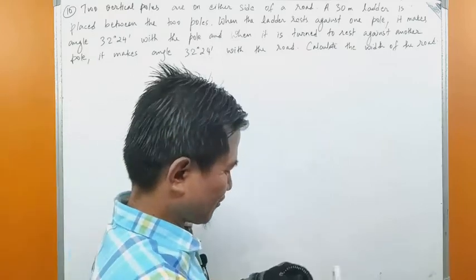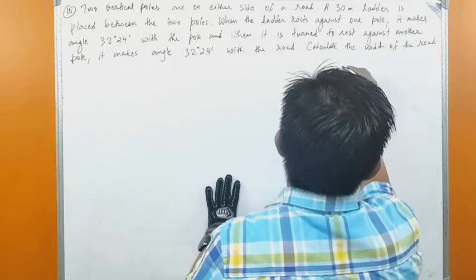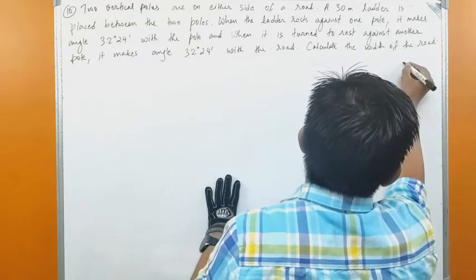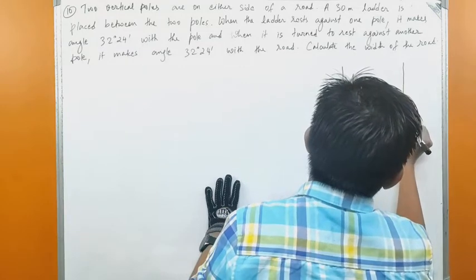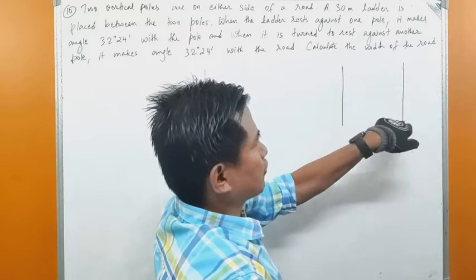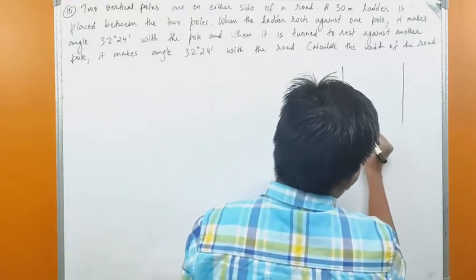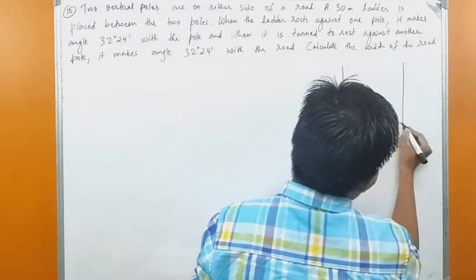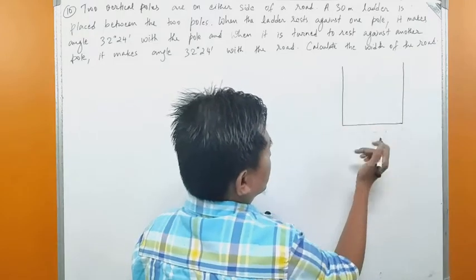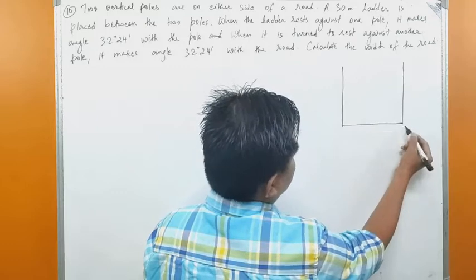Okay, so this is one of the simplest questions. Let us do this. These two are the poles on either side of the road. There is a road in between the two poles. So this is the width of the road. The distance between the two poles is the width of the road. From this point to this point is the width of the road.